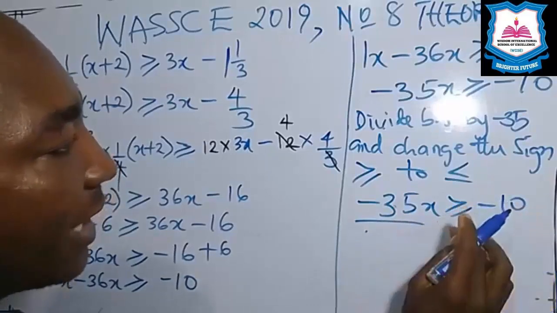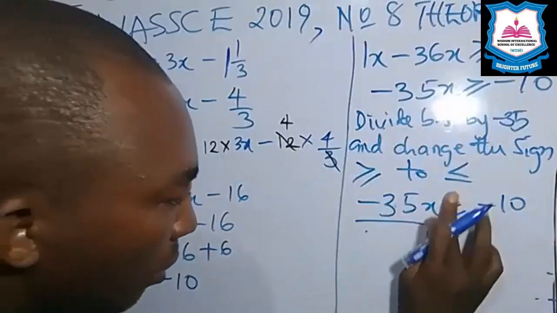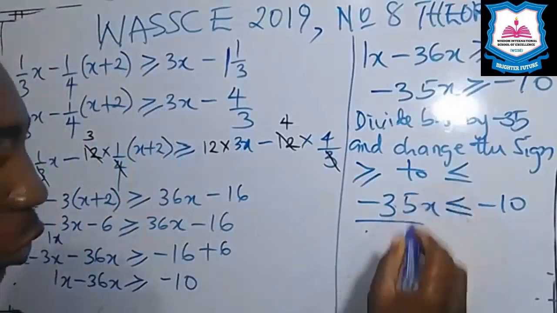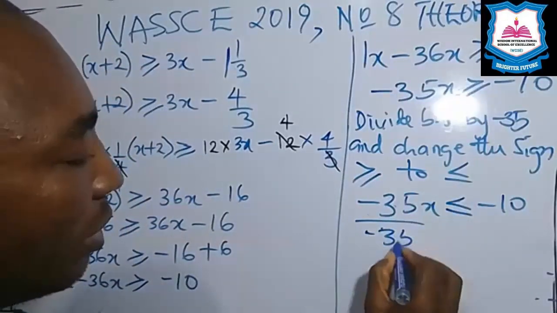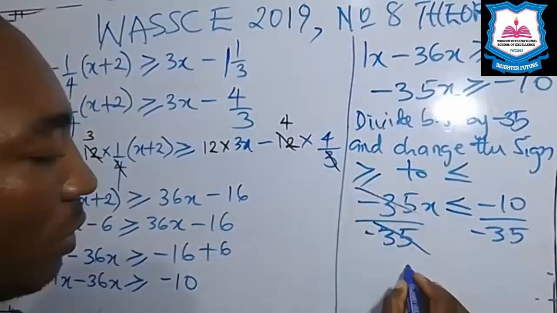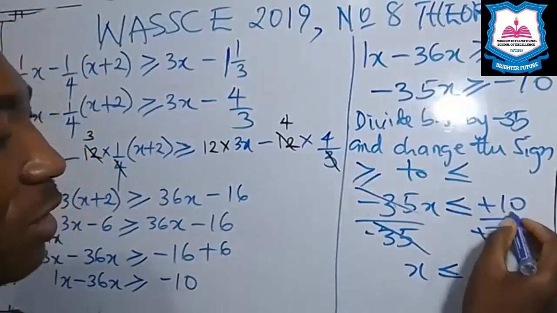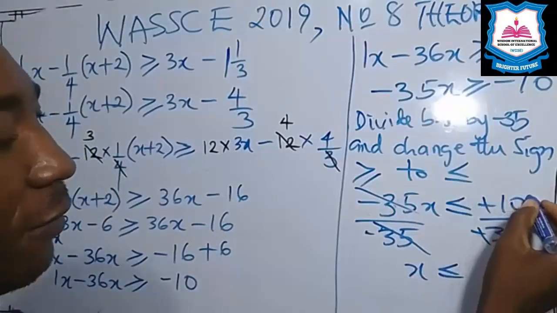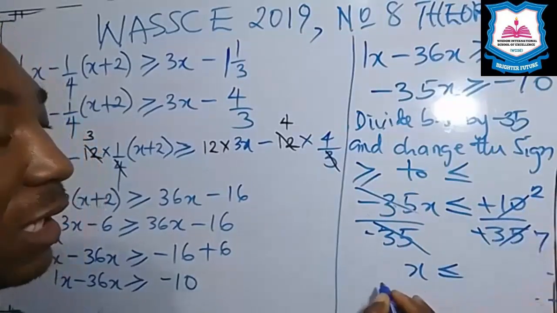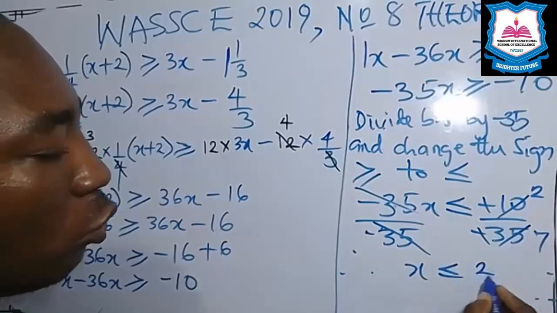So we now have minus 35x greater than or equal to minus 10. Let's divide it. Don't forget, once you are doing this, you are going to change the sign, and the sign will become less than or equal to. So divide by minus 35, minus 35, so this will cancel this. Then we now have x less than or equal to, this minus will cancel this minus. 5 in 10 will give us 2, 5 in 35 will give us 7. Therefore, our x will be less than or equal to 2 over 7.